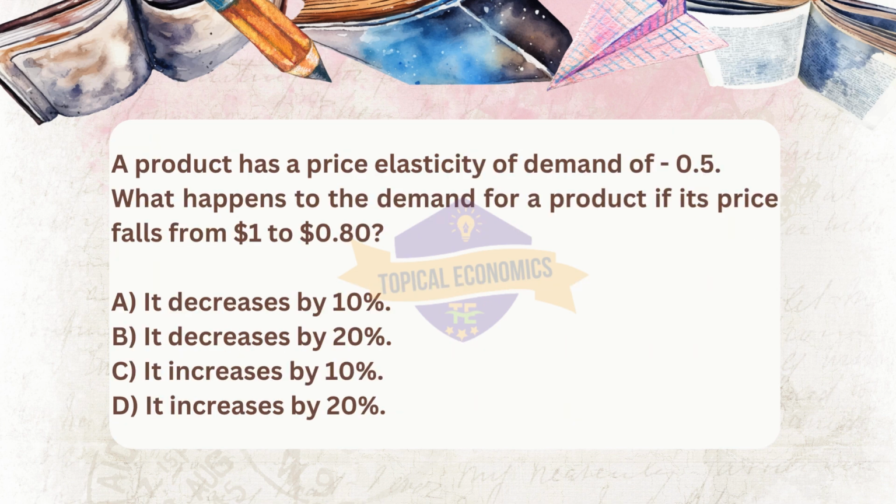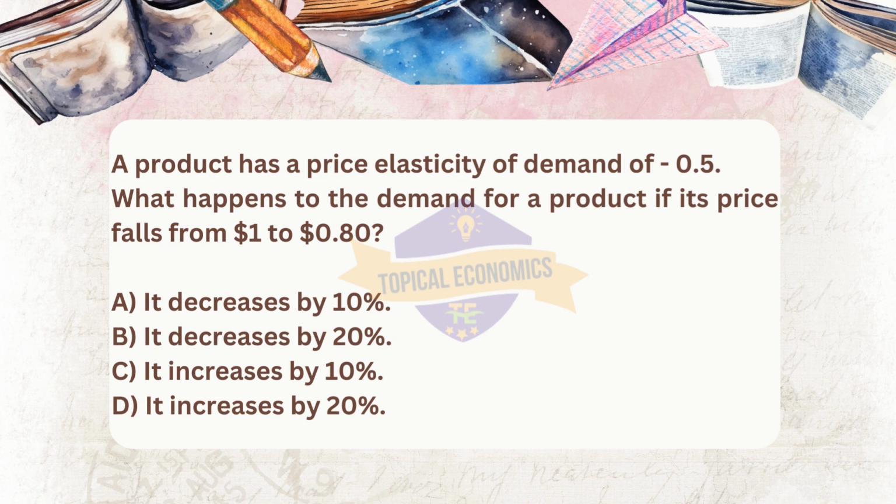Moving on to question 15. A product has a price elasticity of demand of 0.5. What happens to the demand for the product if its price falls from $1 to 80 cents? A. It decreases by 10%. B. It decreases by 20%. C. It increases by 10%. D. It increases by 20%. This question is from year 2019 May-June version 3 paper.